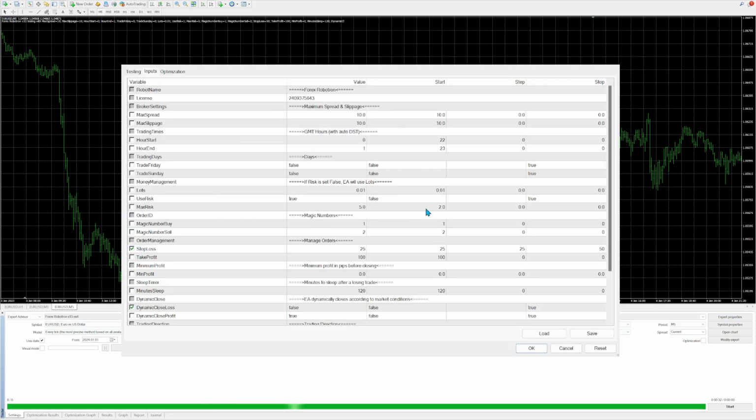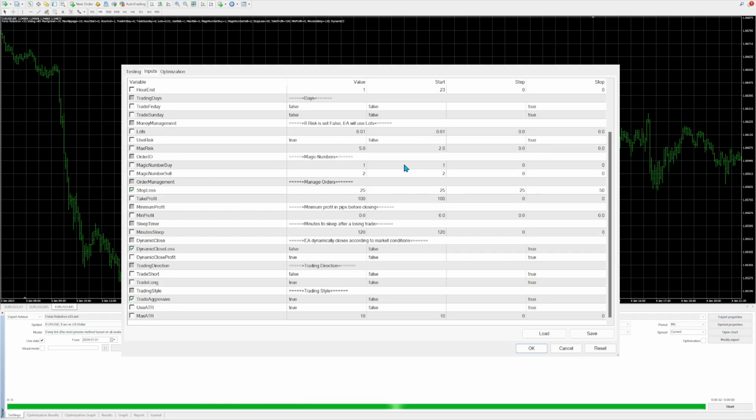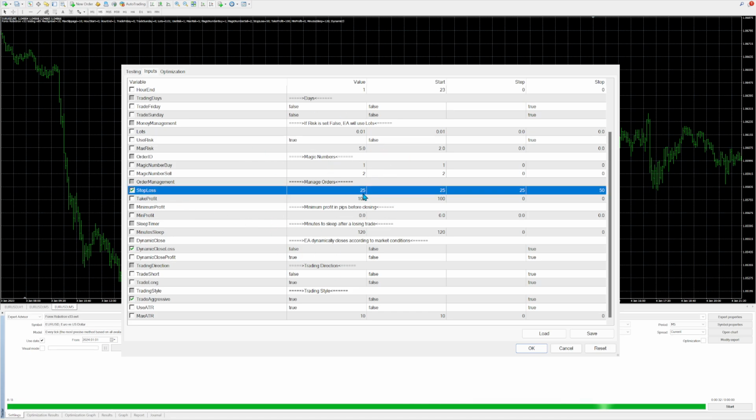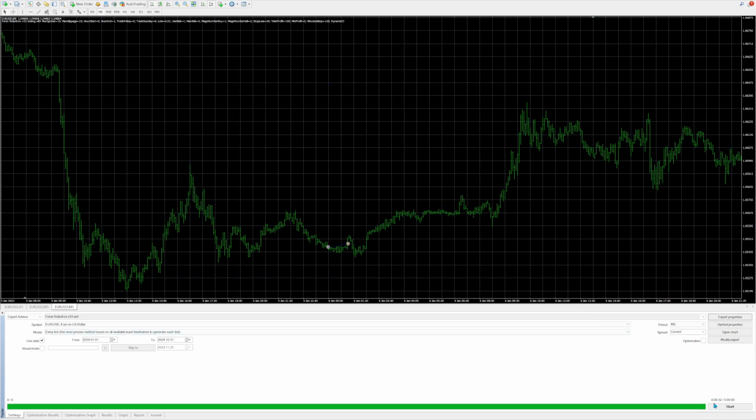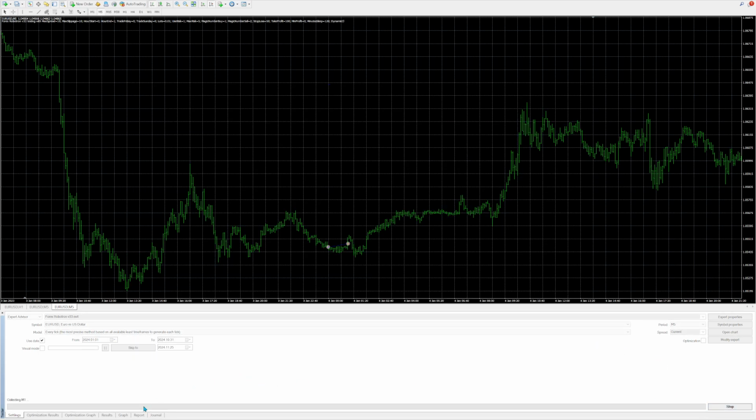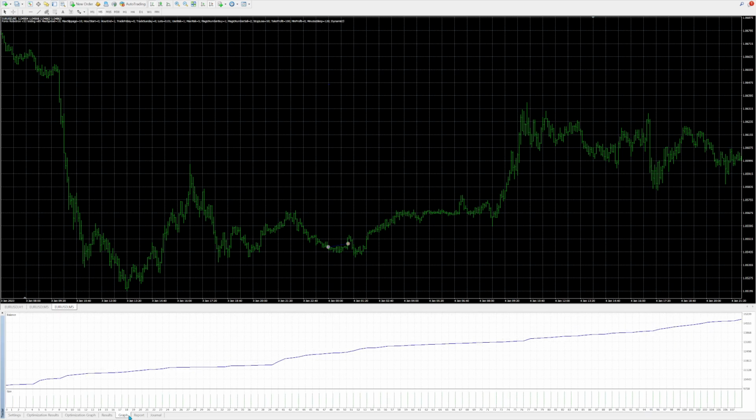Okay, so once the settings come through, you can just double click. And what that will do is load those particular settings into the EA settings here. You can see the stop loss has gone from 50 to 25. Dynamic close on loss is still false, but trade aggressive is now true. You can save those and load them at a later date when you attach the EA to your charts or in the strategy tester. So we double click and then you can click start, and what that will do is run a test using those particular settings, as you can see here.